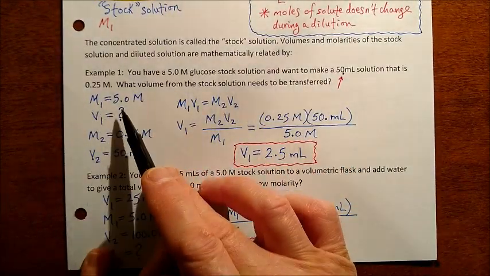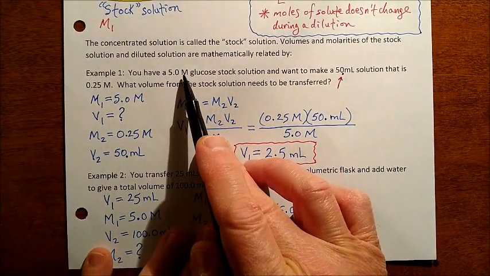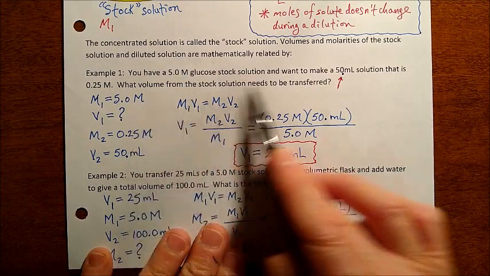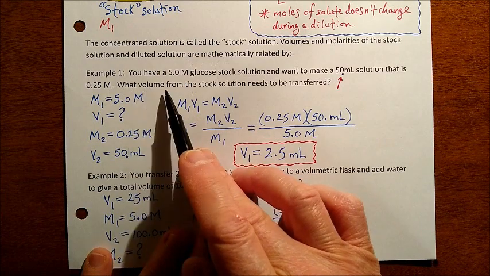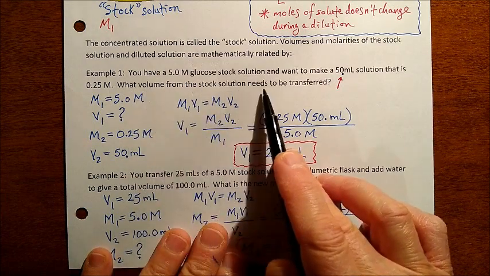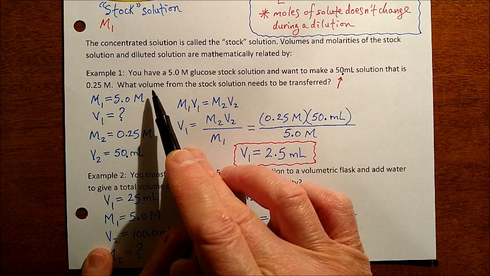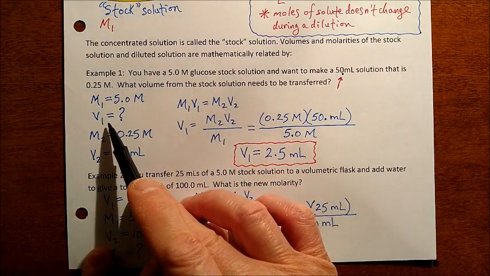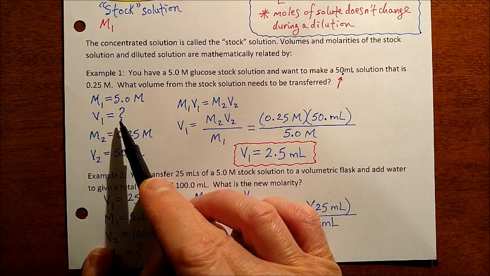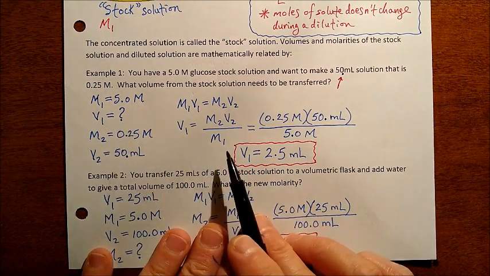So in this case, my M1, my initial concentration, is 5.0 molar, and you have to pay attention to the question. They want to know what volume of the stock solution needs to be transferred. So they want to know what volume of the original solution, which is subscript 1. So you're actually solving for V sub 1. That's why I have the question mark there.